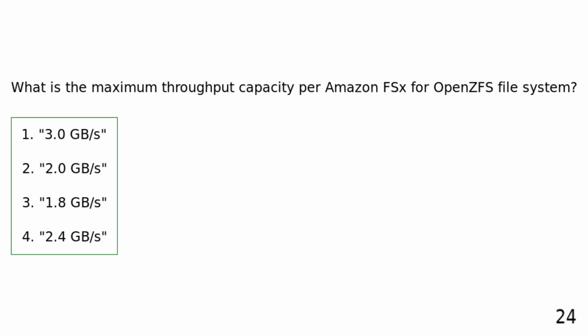What is the maximum throughput capacity per Amazon FSx for OpenZFS file system? 3.0 gigabytes per second. 2.0 gigabytes per second. 1.8 gigabytes per second. 2.4 gigabytes per second.